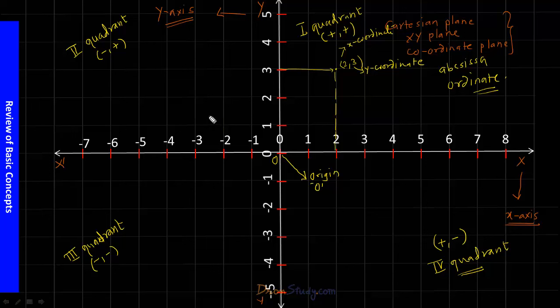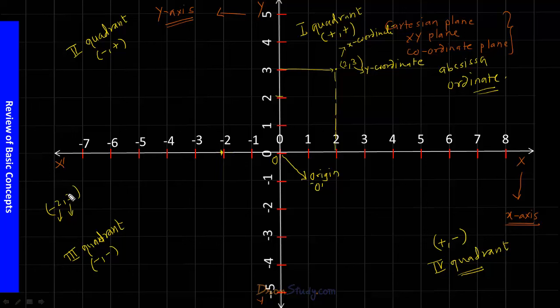Now we will see how to plot a point. Suppose we have to plot the point -2, 3. It means the x coordinate is -2 and the y coordinate is 3. As we know, the x coordinate means the distance of that point from the y-axis. Now -2 is the x coordinate, and what is the x coordinate? It is the distance from the y-axis. So the distance from the y-axis is -2. So this is minus 2 here, correct?